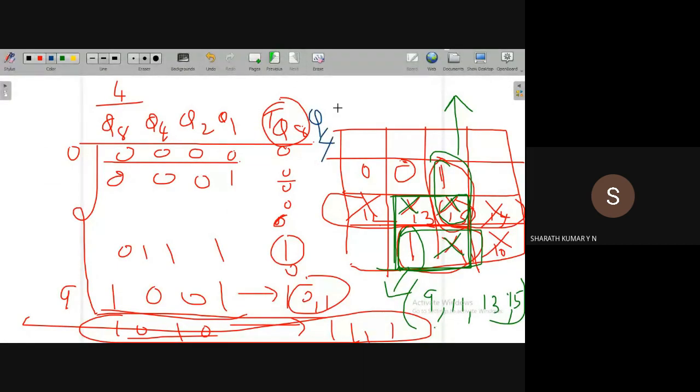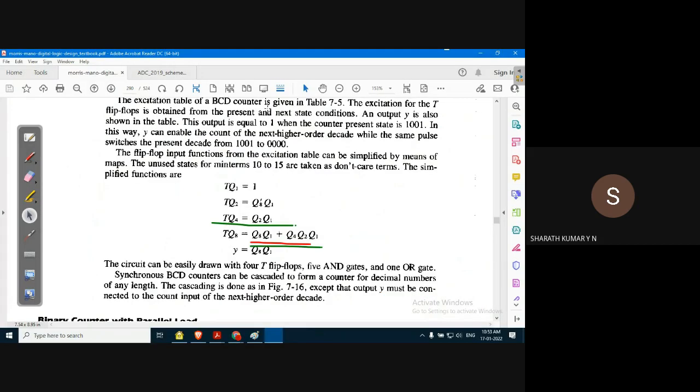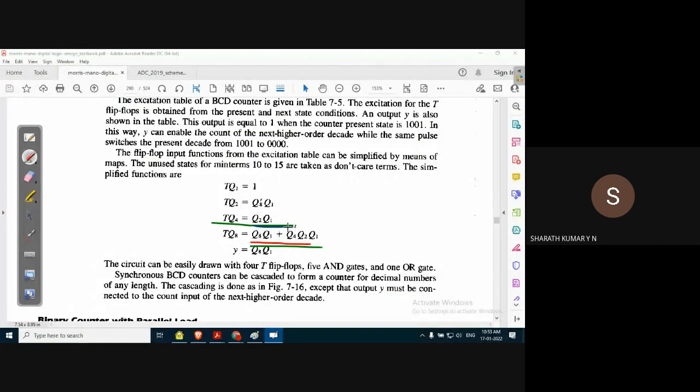Write one more K-map for TQ4 and simplify it. We'll get the expression as Q2 Q1. Similarly for TQ2, it is Q8 dash Q1, and TQ1 is 1. This is very simple, because TQ1 should always be 1. Then only we'll get the output.